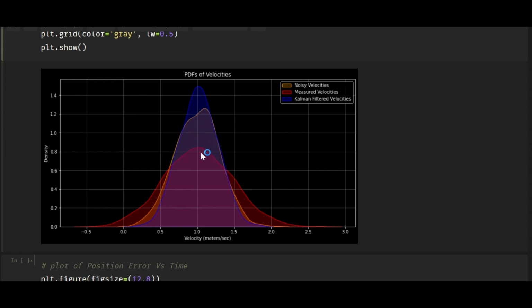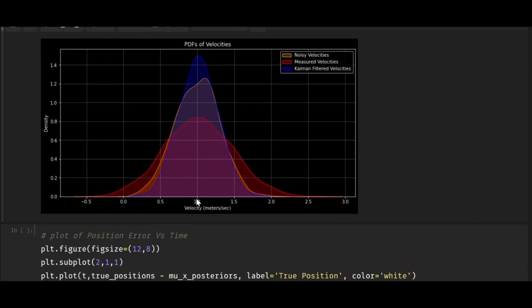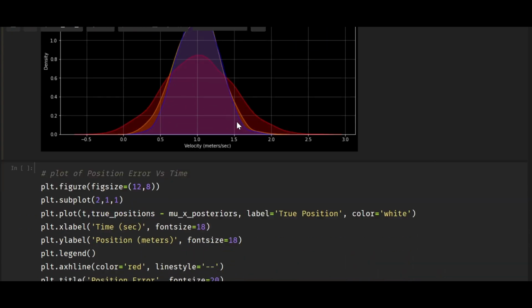And then when we combine both of these together, we get the Kalman filter output, which is depicted by this blue line. As you can see, it's a very peaky shape, signifying that the noise in the system has been reduced, the uncertainty in the system has been reduced, and we are centered at velocity of 1 meter per second. And the Kalman filter is increasing that probability quite a bit by eliminating the noise.